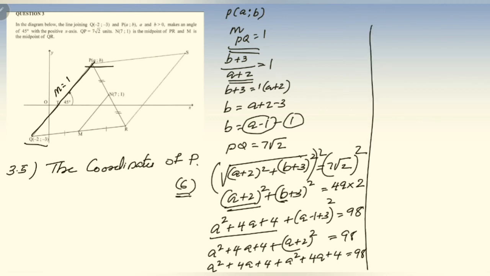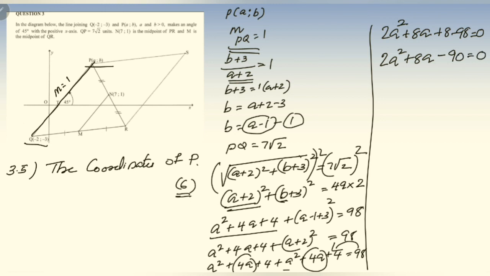Now we are almost close to the answer. Simplify A square: how many A squares are there? 2A square. Then the 4A like terms give 8A. Then 4 plus 4 is going to be 8. Now I'm taking 98 to this side, that is minus 98. I can see a quadratic equation forming, equal to 0. So it's going to be 2A square plus 8A minus 90 is equal to 0.